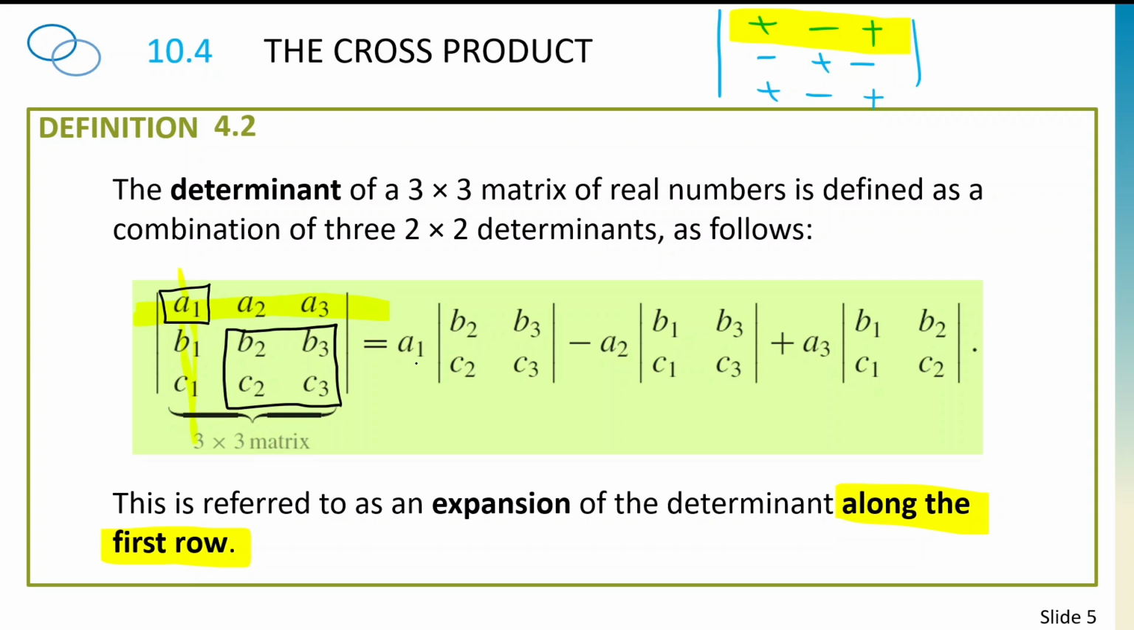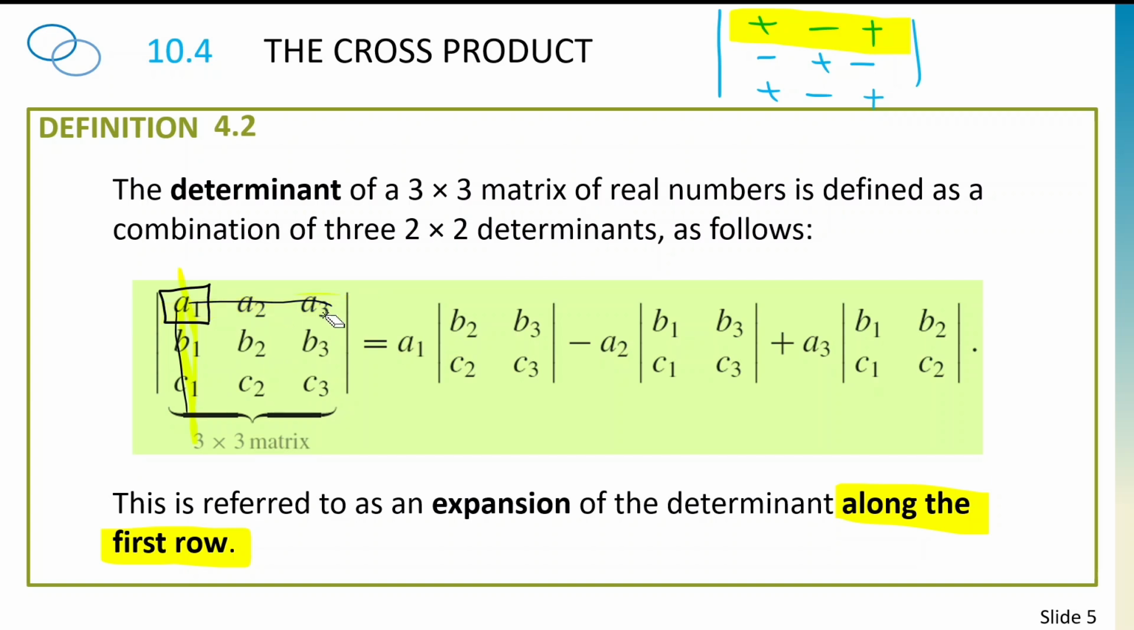So I'll take A1 times the determinant of the leftover terms after canceling the row and column where I have A1. So now it's B2, B3, C2, C3. This is 2 by 2. We already know how to find the determinant. This is the first term.